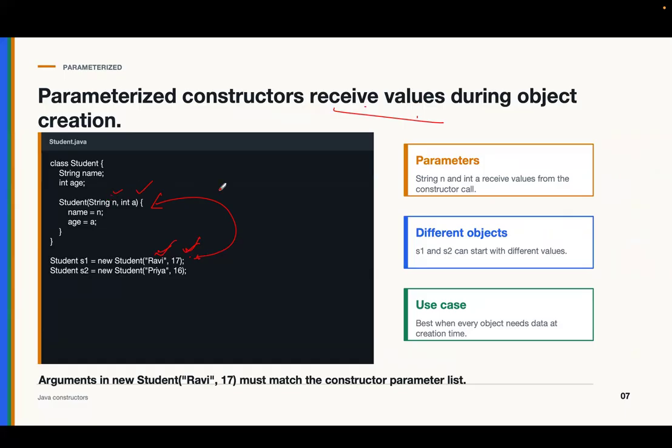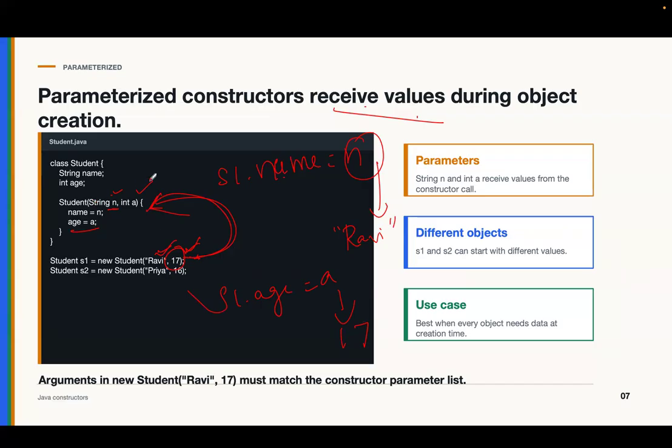So this is nothing but S1 dot n. Here, name equal to n. So what will be there in n here? Ravi, right? S1 dot age equal to a. What will be there in age? 17, we are passing it to a. So it is 17, right?